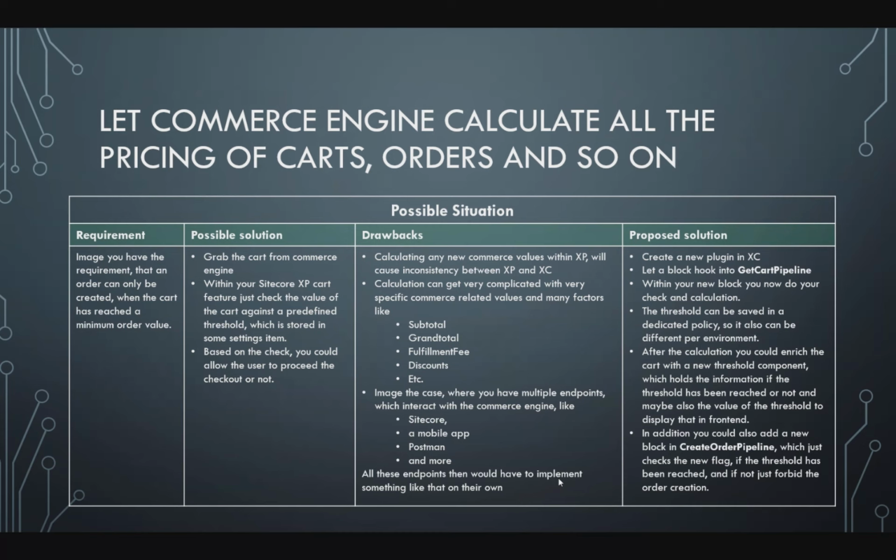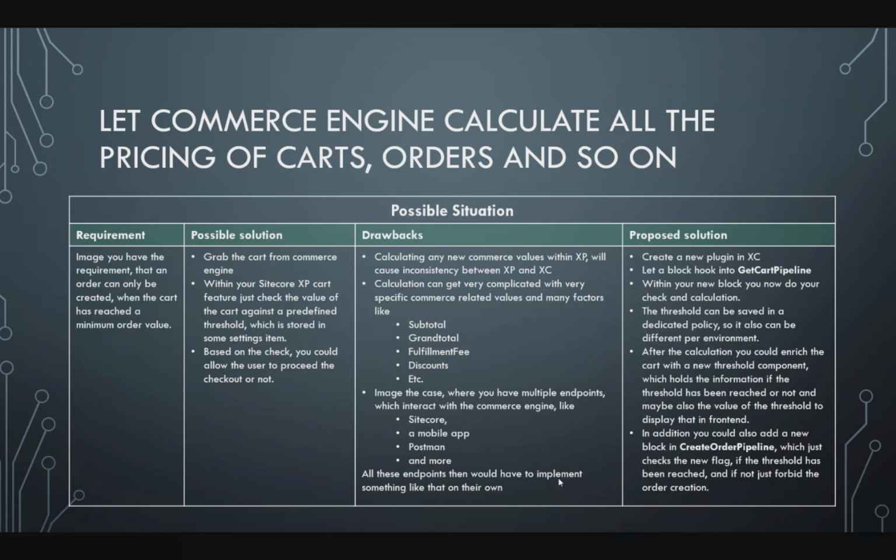The drawbacks would be that such kind of calculations can easily get very complicated. Like in commerce, we have various different amounts, like subtotal, grand total, we have a fulfillment fee, we have different discounts, and so on. We have taxes in there. So maybe the customer has a really complex calculation which should be included in the minimal order value and which should not be included. So Sitecore XP would maybe have a lack of information or lack of these complex calculations.